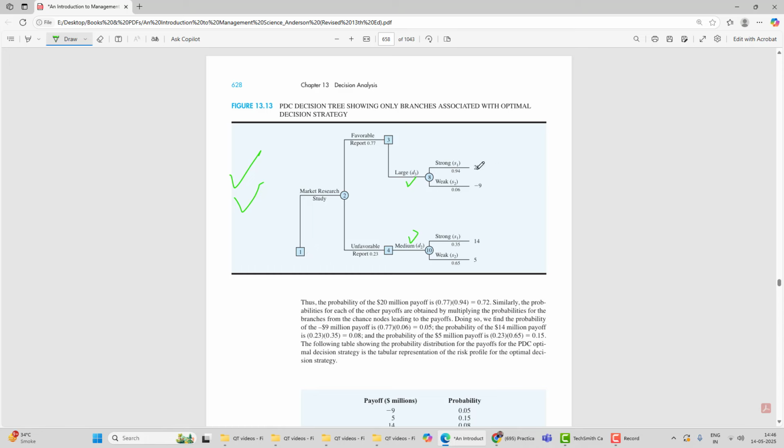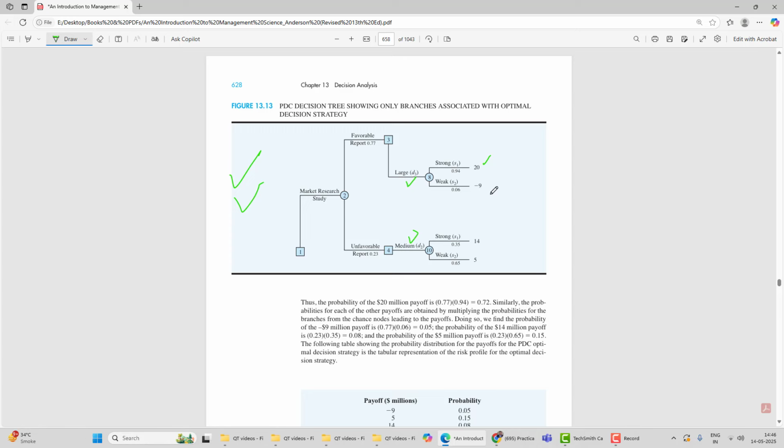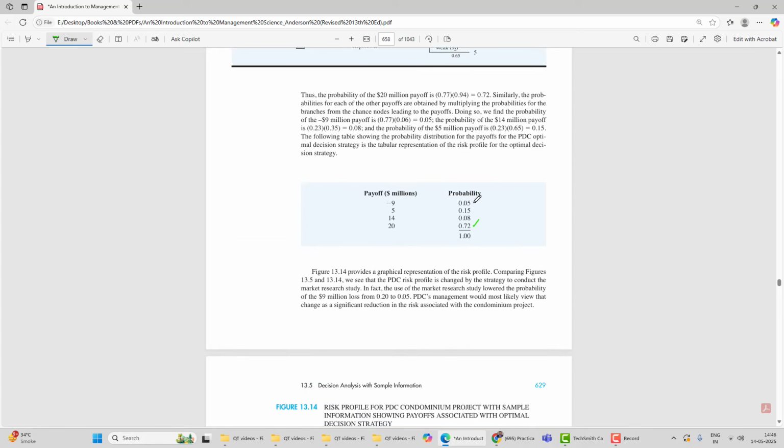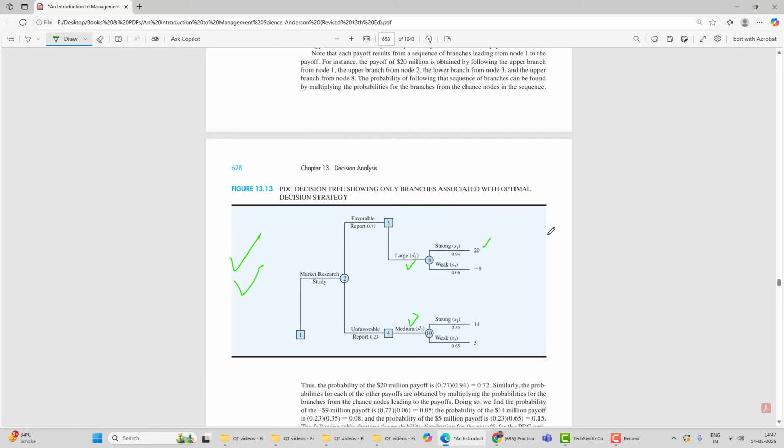So what is the probability of getting 20? For 20 to be a reality, you have to get this one to happen and this one to happen. So when two events have to happen one after another, you multiply their probabilities. So 0.77 into 0.94 will be 0.72, the probability for 20. For -9, 0.77 into 0.06, so you will get 0.05. For 14 it will be 0.23 into 0.35, which is 0.08, and for 5 it will be 0.23 into 0.65, which is 0.15. Now this particular information is our risk profile.